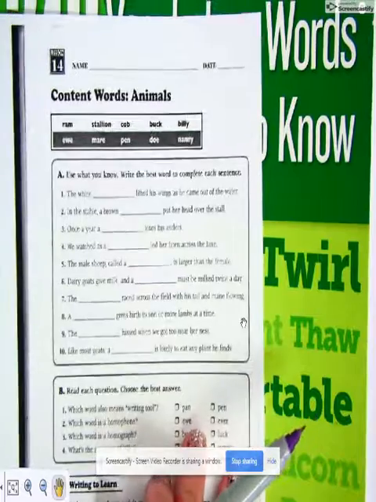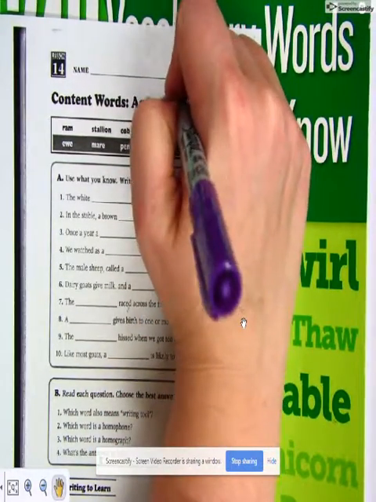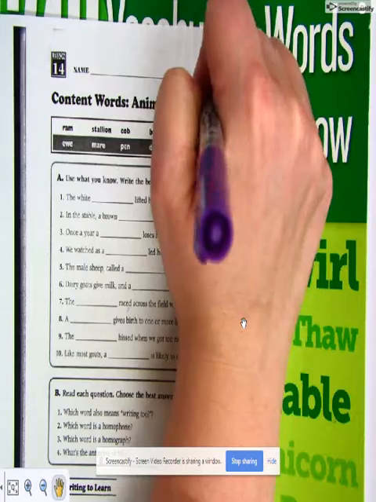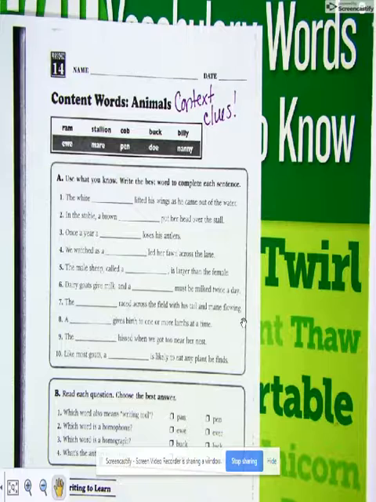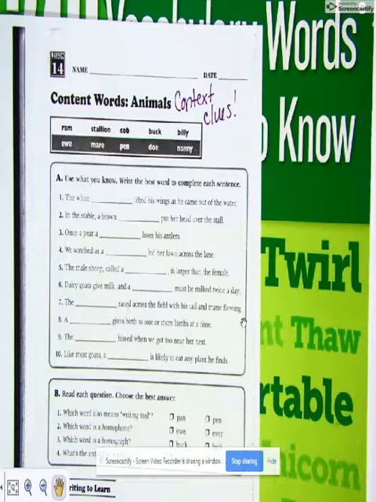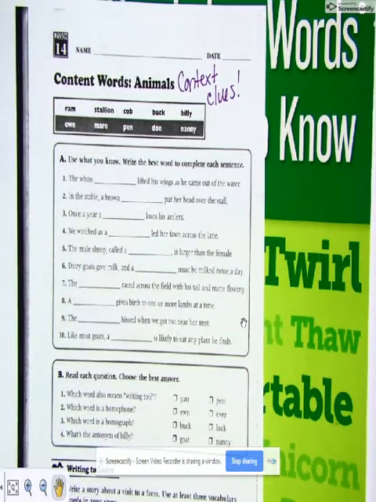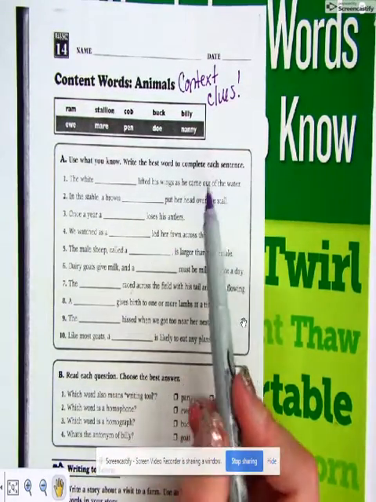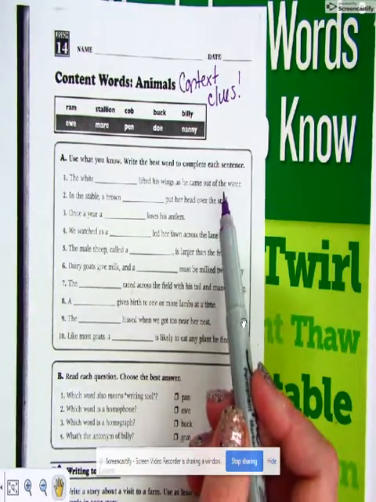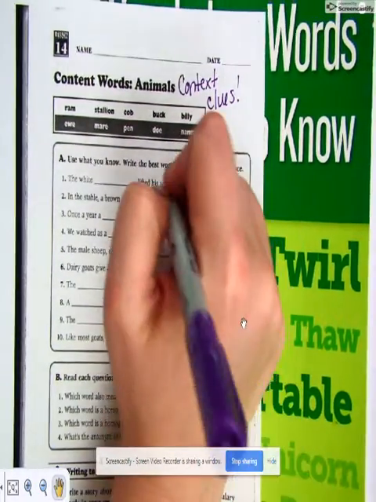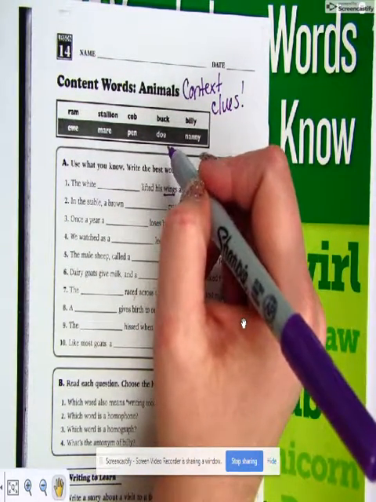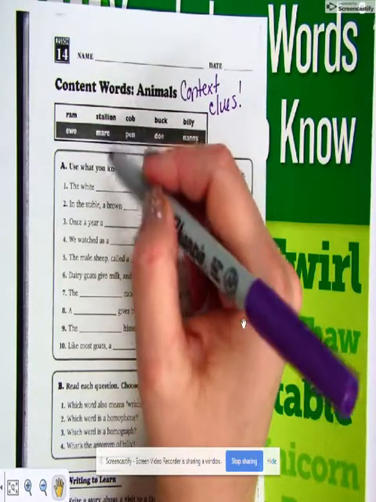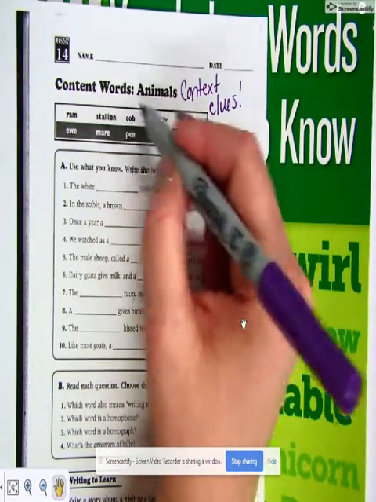Looking at your assignment that is due on Thursday, let's go ahead and write our little reminder here to use our context clues. You are going to have to use some context clues to understand what they're talking about. The white blank lifted his wings as he came out of the water. Well, the fact that I've got wings here already knocks out the goats, the deer, because they don't have wings, right? Knocks out the horse and the ram. So I'm really just looking at the swan.